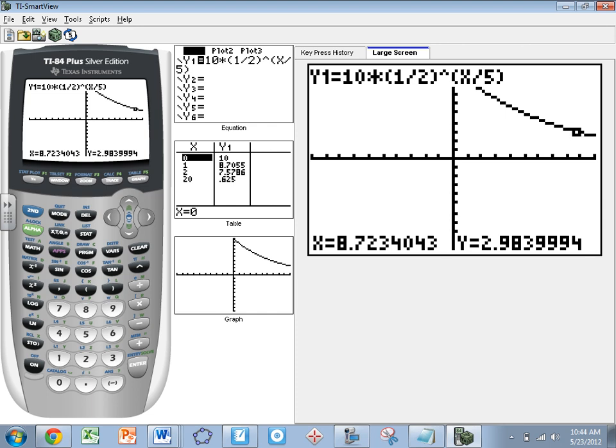So, this seems like a good estimate. After about 8.75 hours go by, you have 3 kilograms left. Good estimate. Now let's find the precise value.